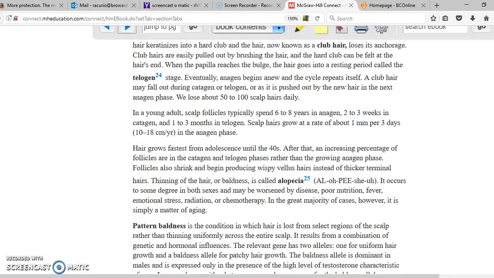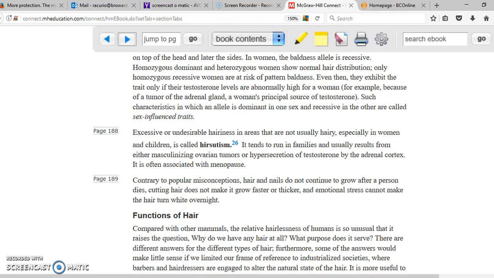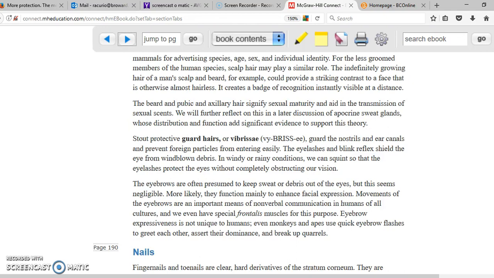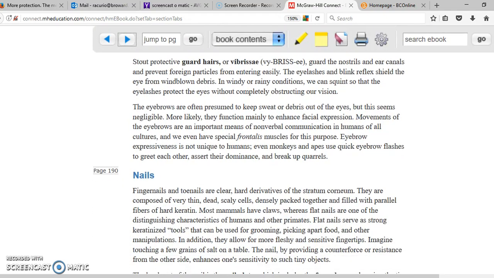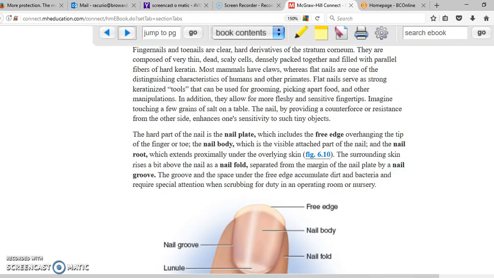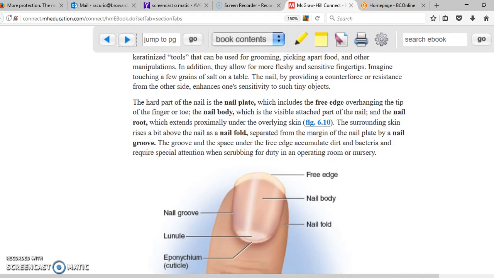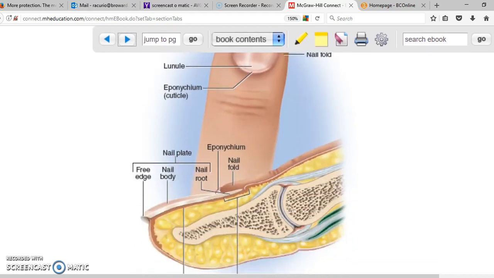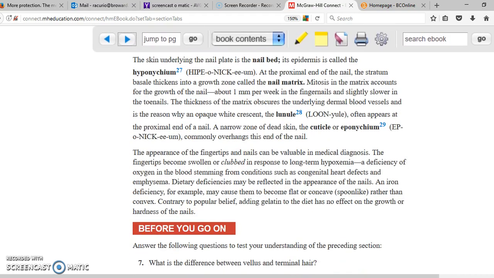So if we keep scrolling down, we have in here functions of hair again. Not everybody agrees on the function other than keeping the body from losing temperature. Nails, same thing, not that many things to say about it other than the different parts. The very bottom is called the lunule, this one right here. The middle is the nail body, and also we have the free edge, which is a part that we're constantly cutting. Okay, so let's keep scrolling down, and that's it.